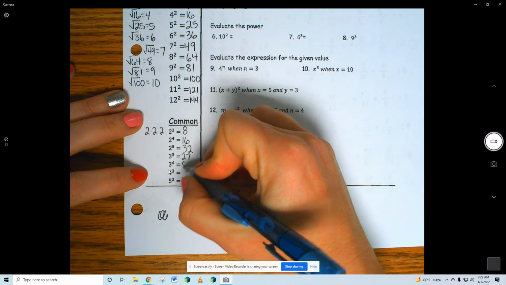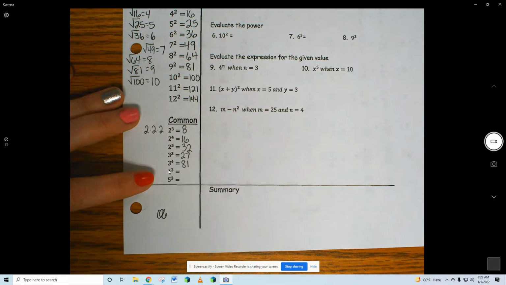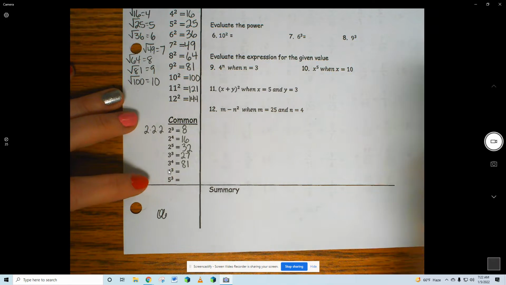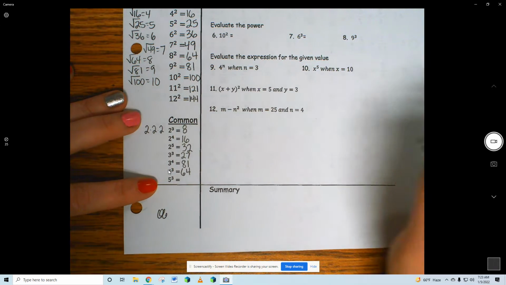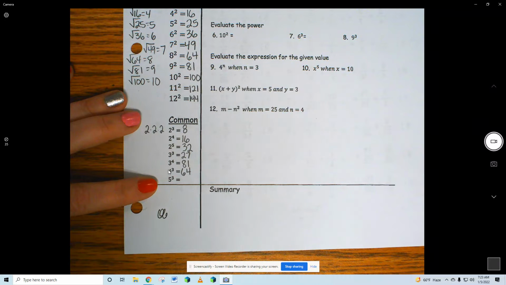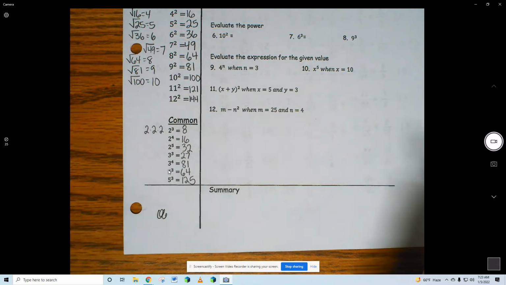81. 4 to the 3rd. 4 times 4 times 4 is 64. 5 to the 3rd. 5 times 5 times 5 is 125. Good. I say common because they come up a lot in math.